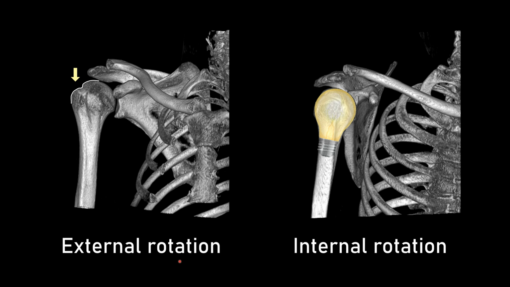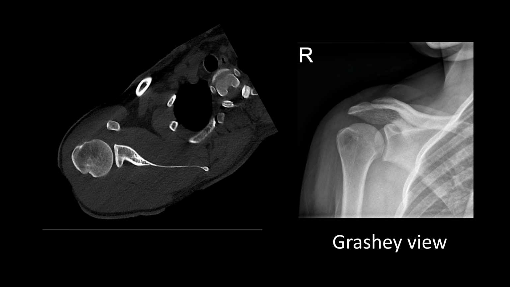Now we can utilize these external and internal rotation views if we want to look at the joint space, which is on the external rotation, and the alignment of the humeral head with the rest of the scapula on internal rotation. If you externally rotate the patient and take an X-ray, you can see the glenohumeral joint space clearly, and this is called the Grashey view, and it is used mainly to assess the glenohumeral joint space.